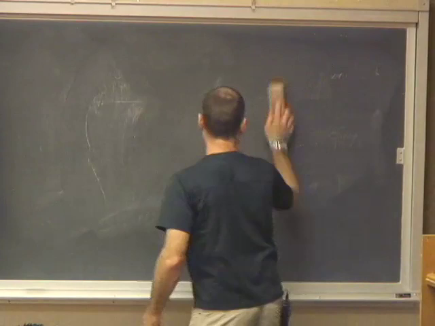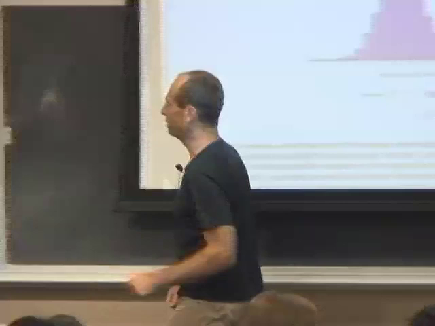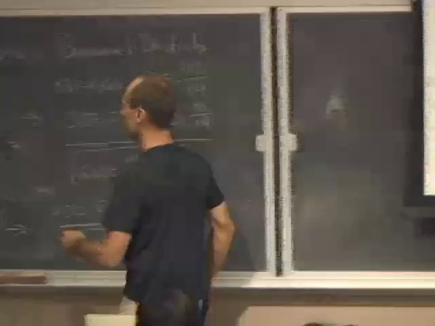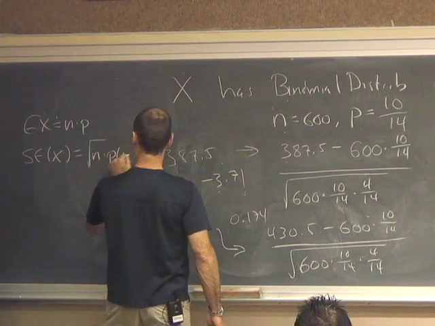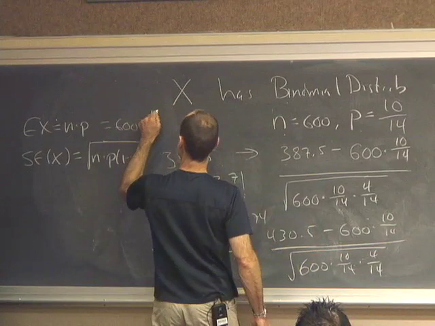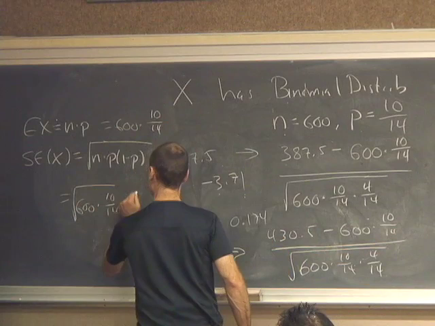Okay, so the question was, where's this denominator coming from? If x has a binomial distribution like that, the expected value of x is n times p, and the standard error of x is the square root of n times p times 1 minus p. In this case, n times p is 600 times 10 fourteenths, and this is the square root of 600 times 10 fourteenths times 4 fourteenths. Okay.